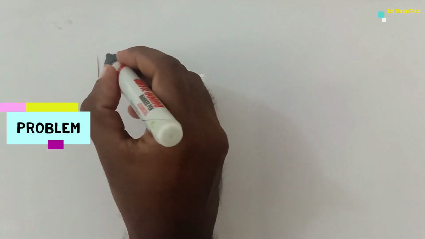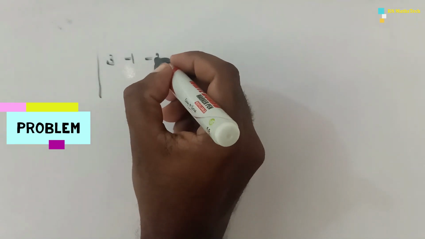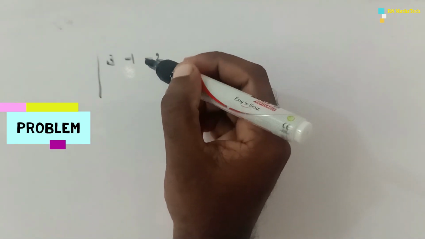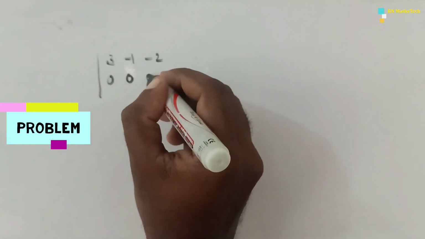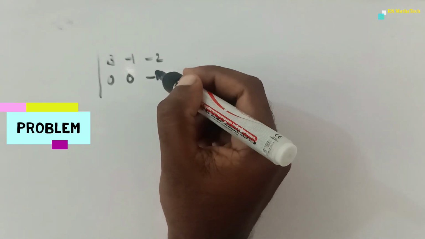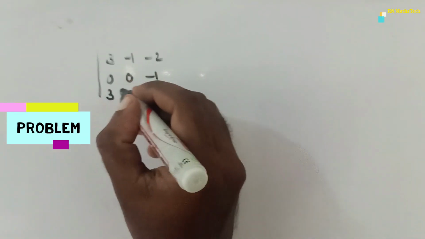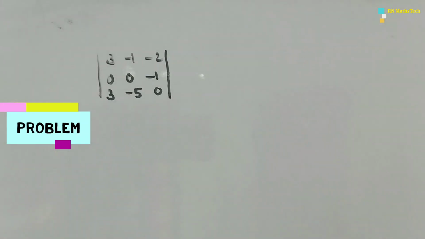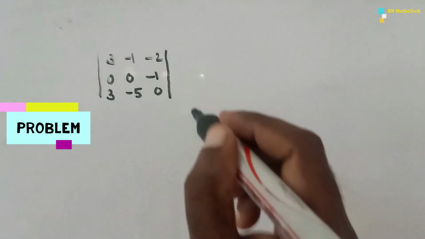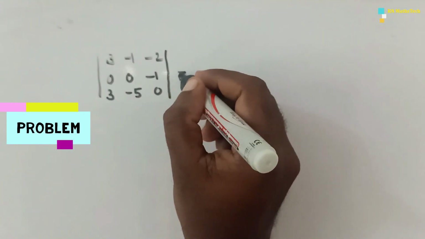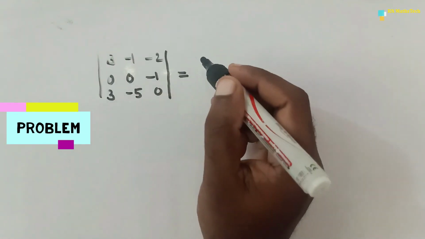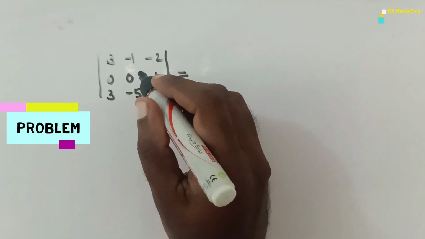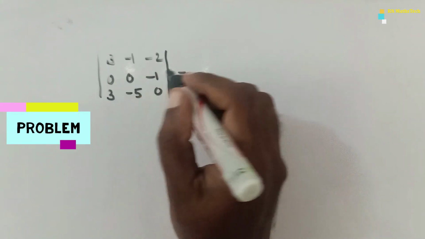Determinant 3, minus 1, minus 2, 0, 0, minus 1, 3, minus 5, 0. Now we can expand this determinant along the second row. Since the second row contains the first two elements as zeros, it is very easy to expand along the second row.